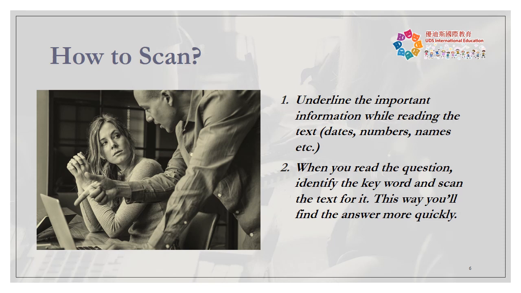Okay, the next one, how to scan. Okay, number one is trying to underline the important information while reading the text. Okay, there are three major ideas: dates, numbers, and names. Okay, they are key information. Number two, when you read the question, identify the keyword and scan the text for it. This way, you will find the answer more quickly.